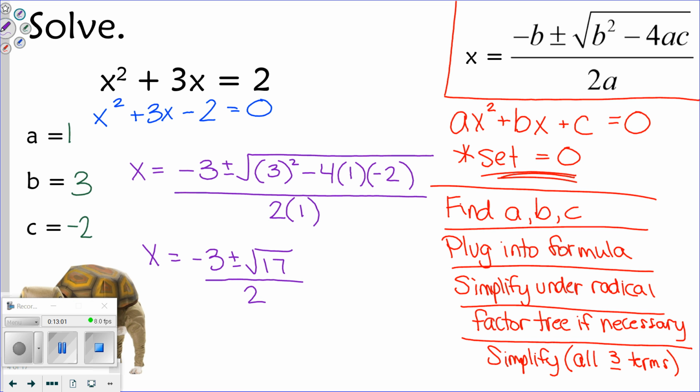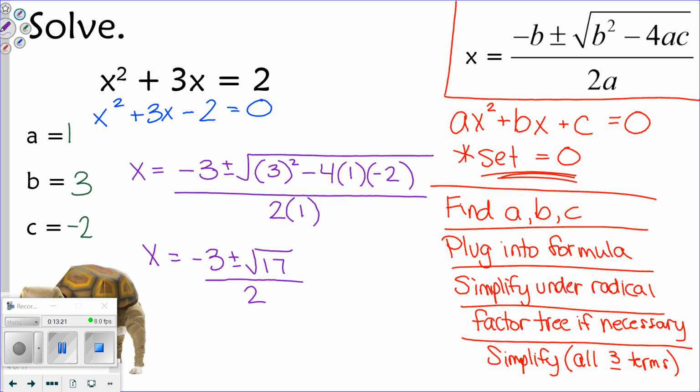All right, the next thing I want to look for, can I do a factor tree? So now the other thing I see students do a lot is they go ahead and do this and then they write down 17 and they don't write the radical over top of it. I haven't actually taken the square root of anything, so it's still there. Can I do a factor tree on 17? No. And then I said simplify all 3 terms.